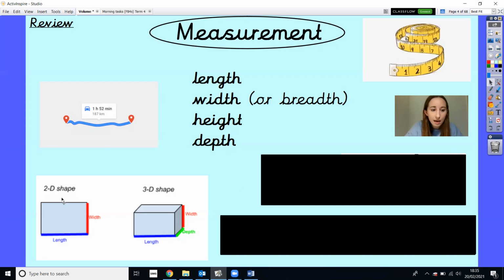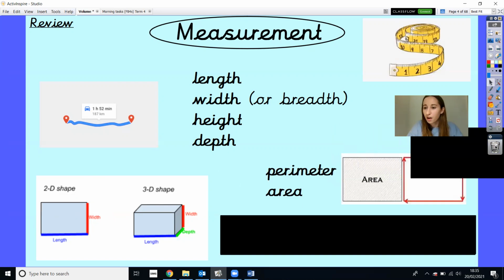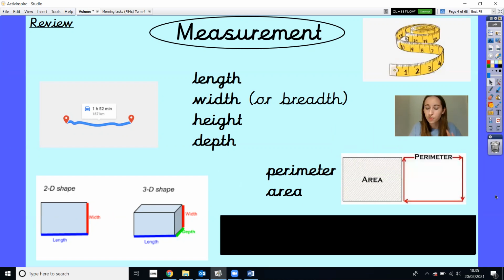You can see here, I've got a 2D shape where I can measure the width and the length, or a 3D shape where I've got that extra dimension, I'm measuring the depth of that shape as well. Some other measurement vocabulary that would fit well with this would be perimeter and area, which we've looked at before in Year 5 already. So perimeter, the distance around the outside of the shape, and area, the amount of space that shape covers, looking at 2D shapes.